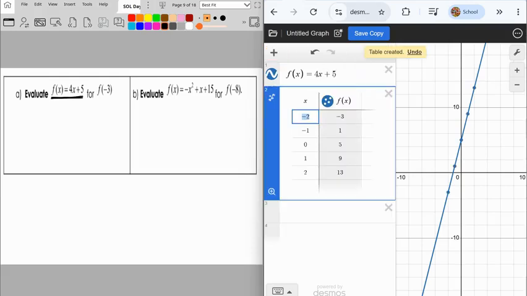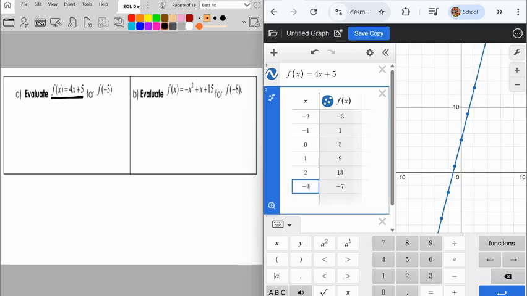We have a table of values. Okay, but we're looking for when x equals -3, and I don't see that here. So all I do is go down in a new box, type in -3, and it tells me right there, my answer is -7. Easy, easy. All right, let's try it for letter B.